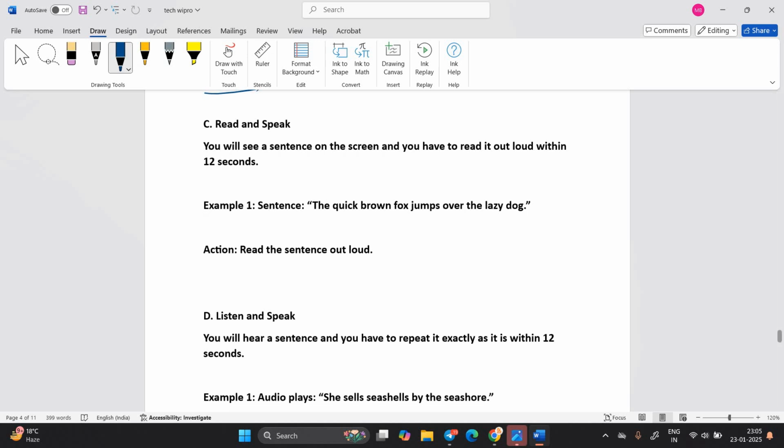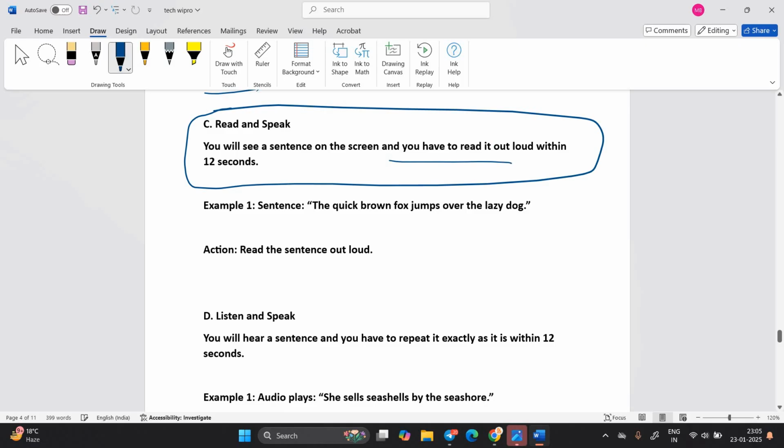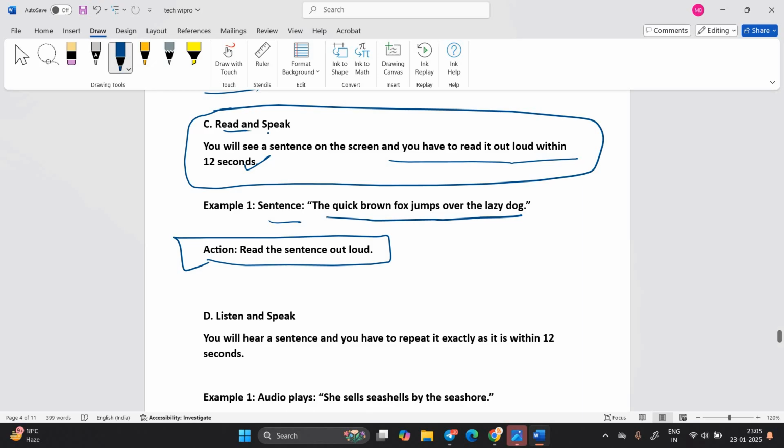Third is related to read and speak. You will have a sentence on the screen and you have to read it aloud within 12 seconds. Example sentence: the quick brown fox jumps over the lazy dog. Action: read the sentence aloud. You have to just read the sentence and speak the sentence, okay.